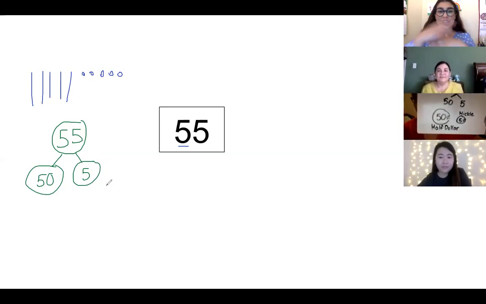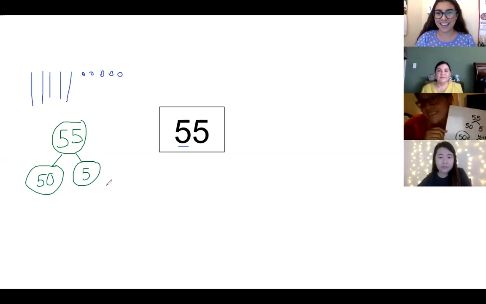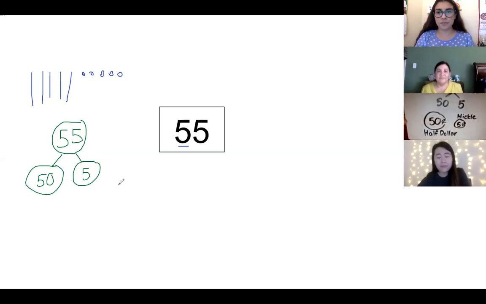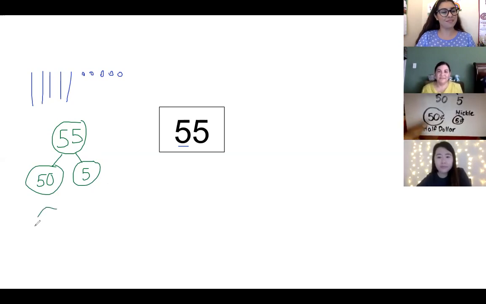And Ms. Rosales, can you add on to Ms. Hernandez's thinking? Sure. So I have the visual representation of money here, and I have a 50 cent coin, which is 50 cents. And then I have a nickel, which is 5 cents. So putting them together is 55 cents.